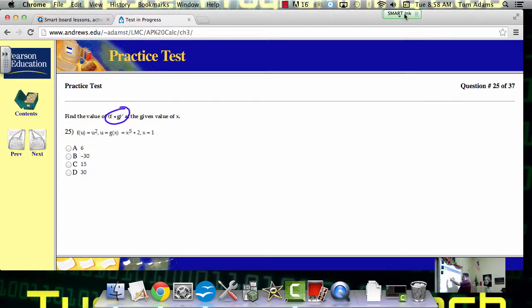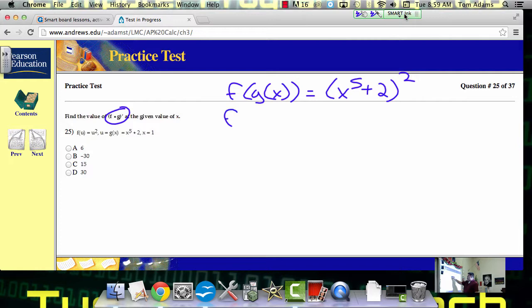So how do I make f of g? Because that's what we're really doing. Don't you just plug in the g and square it? Yeah. So it would be x to the fifth plus 2, squared. And so what they're really asking us is, what is f prime of g of x?